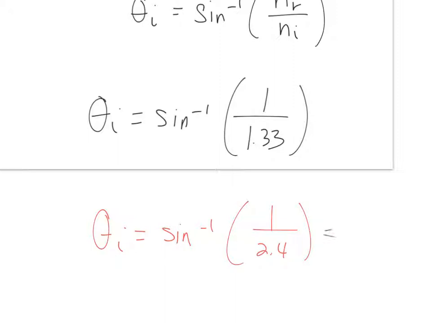Calculate those numbers, please. Sine inverse of 1 over 1.33, sine inverse of 1 over 2.4. What do you get when you calculate these two numbers?